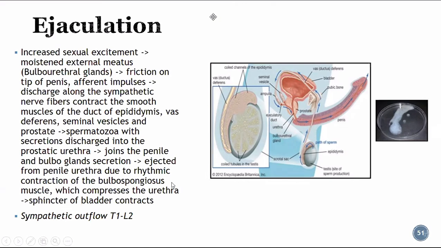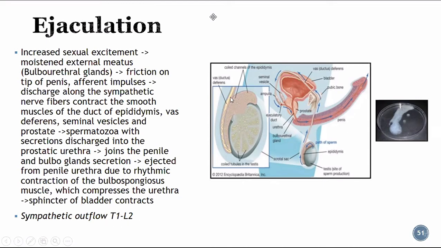Now, during this contraction, the sphincter of the bladder contracts also, preventing the sperm cells from going up to the bladder. So when the sperm enters here, this contracts, and it cannot go up there. So all the flow of the sperm is antegrade, going towards the penis. This is primarily a sympathetic phenomenon at the T11 to L2 outflow.